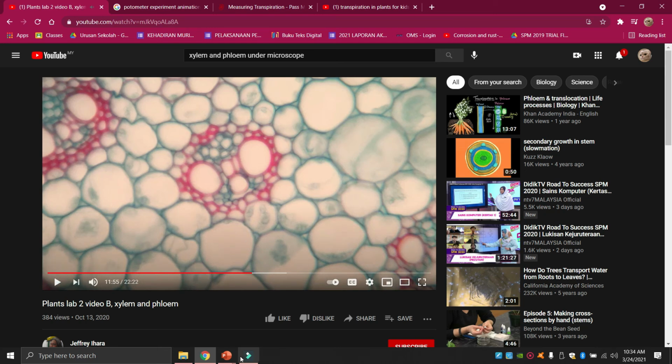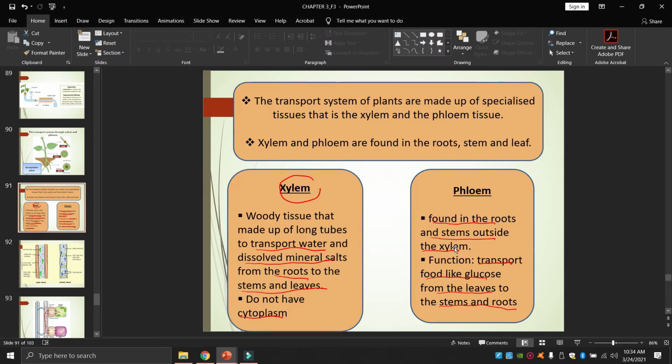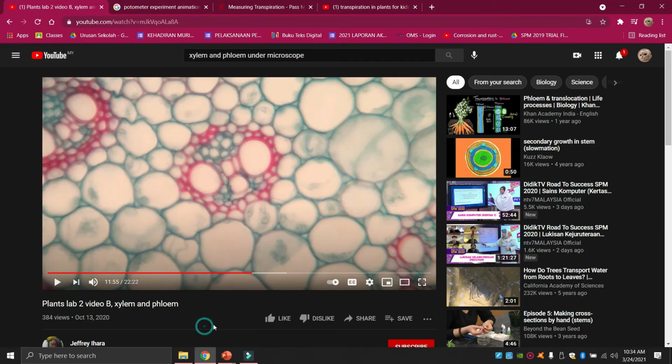Here I already told you that the phloem is outside the xylem. So xylem is in the inner part. So xylem is here, and phloem is here. This one is the xylem. It will bring the water and also the dissolved mineral salts from the roots to every part of the plant, such as the stem and leaf.